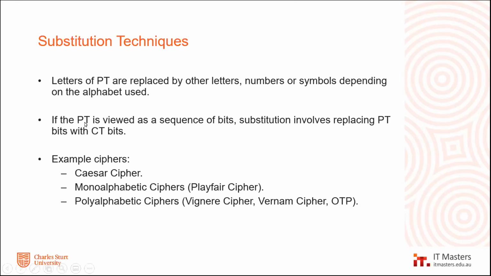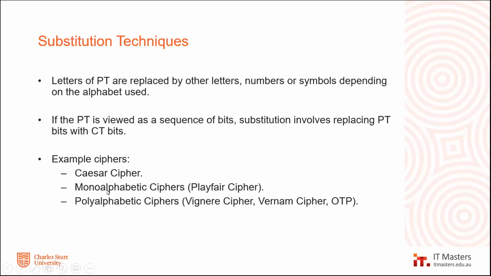If the plain text (PT is plain text, CT is ciphertext) is viewed as a sequence of bits, so if we convert our letters into ASCII binary, then the substitution involves replacing the plain text bits with ciphertext bits. So we take our letters that we've written down, convert them into a string of ones and zeros, and then replace each of those bits of the plain text with a different bit from the other alphabet, which will turn it into the ciphertext.